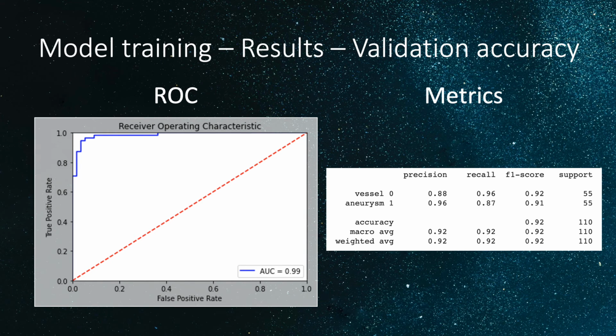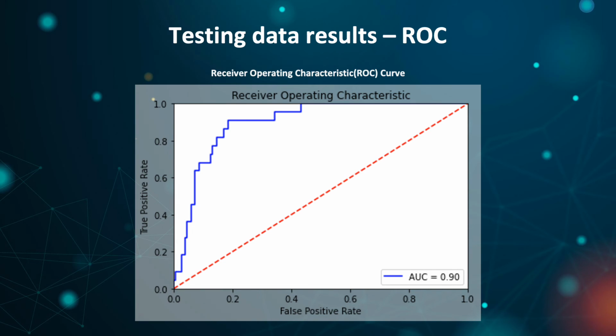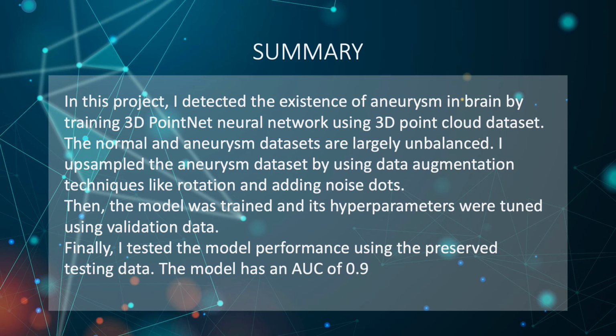The trained model showed a high performance for the validation dataset with the AUC equal to 0.99. This model also shows similar performance for vessel and aneurysm samples. Then I checked the model performance on the testing dataset. The model showed a pretty good performance on vessel samples. However, the model performance on aneurysm samples is not ideal. The overall accuracy was 0.88. The trained model has an AUC value equal to 0.9 on the testing dataset.